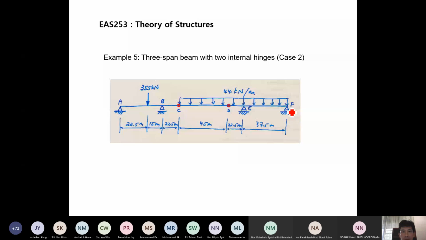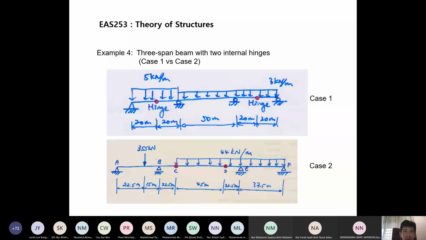So first we draw case 1 and case 2. This is what I compare: case 1 has hinges in the first span and the third span. This is a continuous beam with 3 spans, both are 3 spans. But in case 2, both hinges are concentrated on the middle span.